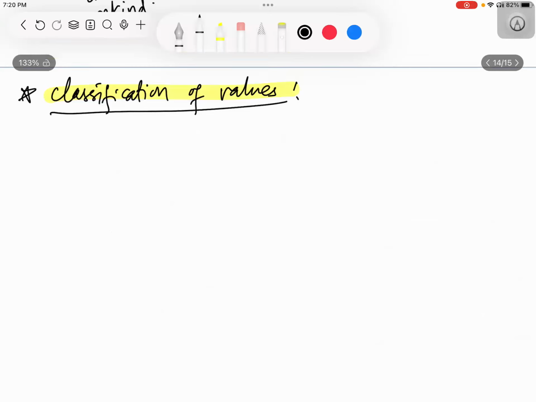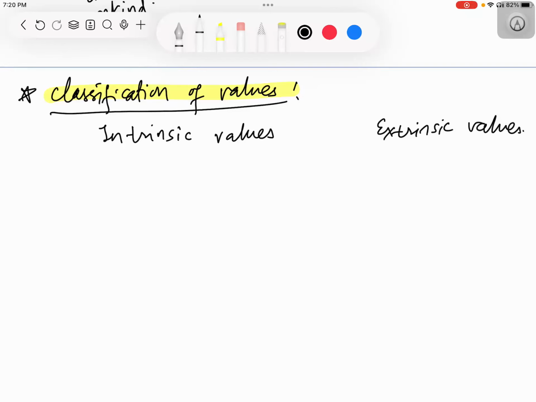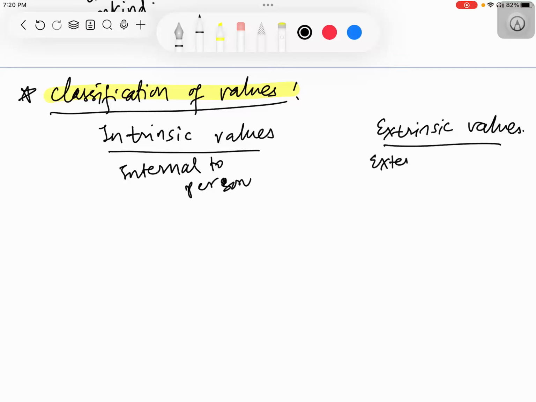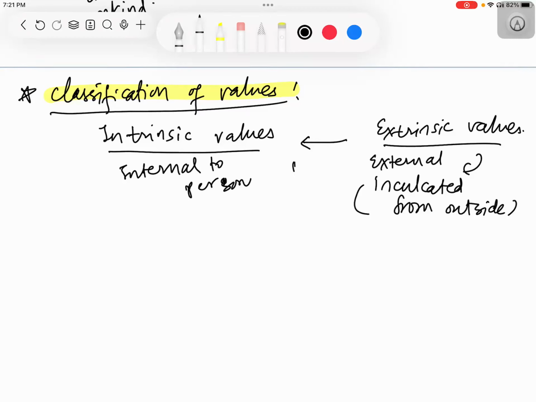Okay. Now let us try to understand what are the different types of values that we can have. Now one can have some intrinsic values, one can have some extrinsic values. What does this mean, intrinsic values? Values which are internal to the person. And extrinsic values are which are external to the person or which are inculcated from outside. Now many times extrinsic values can also be internalized into intrinsic values, internalized by the same person.